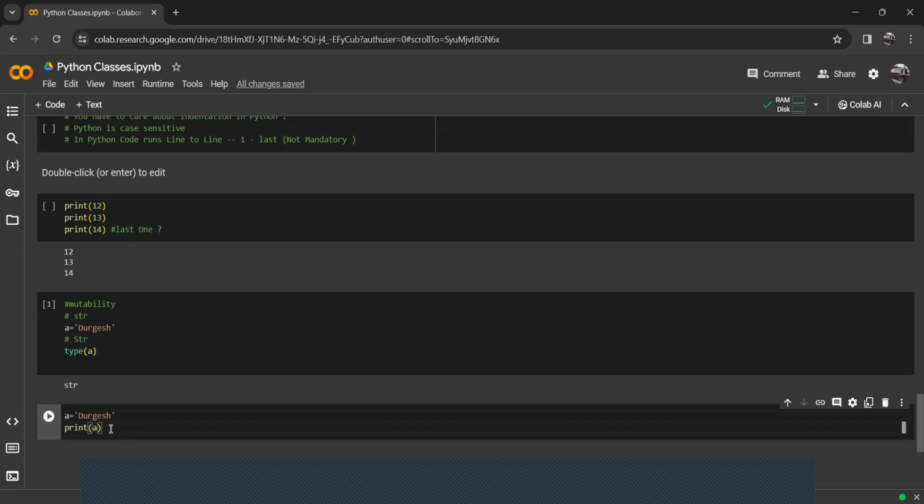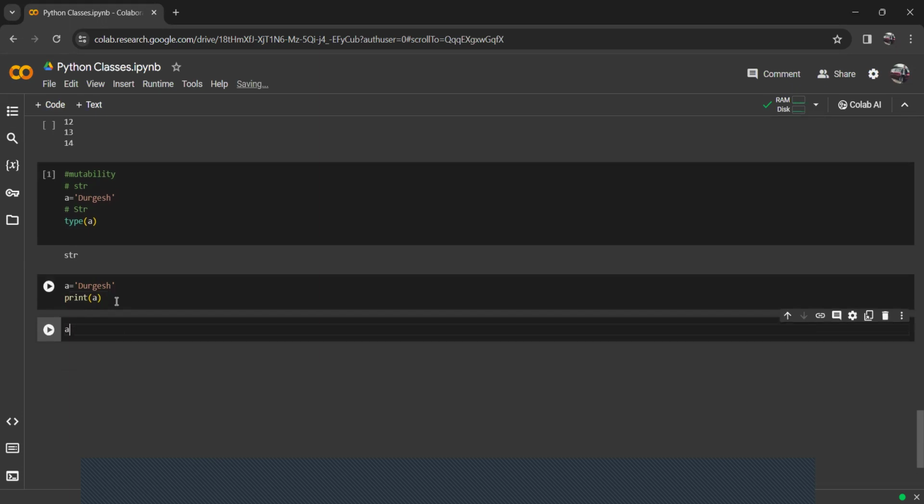Now, I will tell you what I'm saying by changing the things. So for example, if it is written A is equal to Durgesh. Now in Python, there is something known as index. Now, how many of you know what is the index?